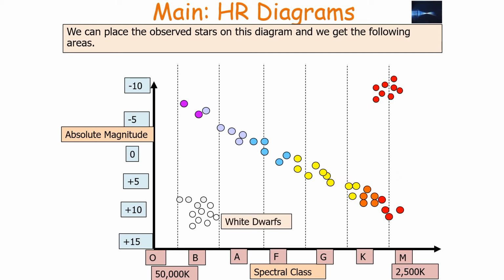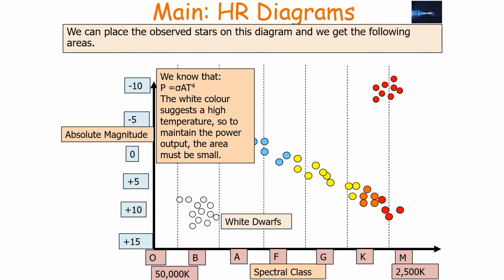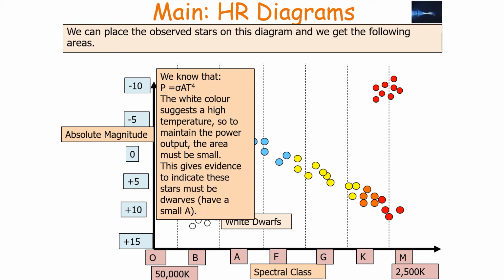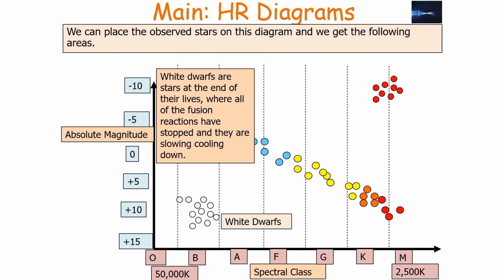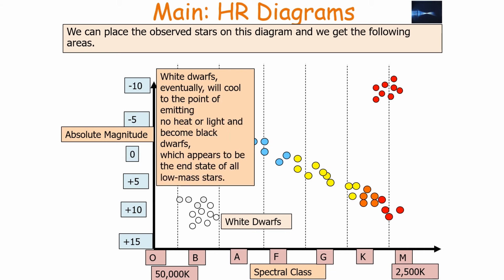You've now got white dwarfs, which suggest they're in a region where they are hot but dim. Now, P equals sigma AT to the 4 suggests that the white colour means there's a high temperature. To maintain a constant power output, the area must be small, so these must be dwarf stars. Now, white dwarfs are the stars at the end of their lives where all fusion reactions have stopped and they are slowly cooling down. So these become the end state of the low mass stars once they become black dwarfs.